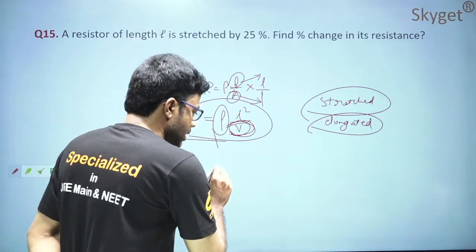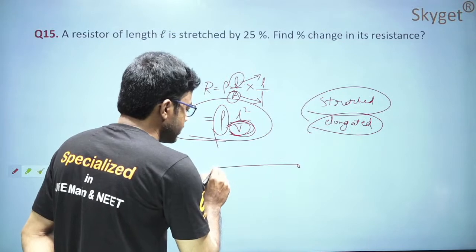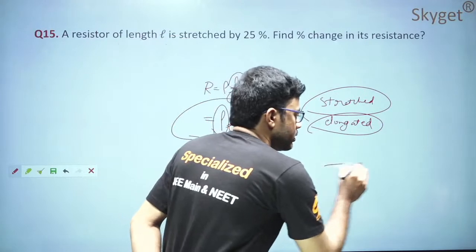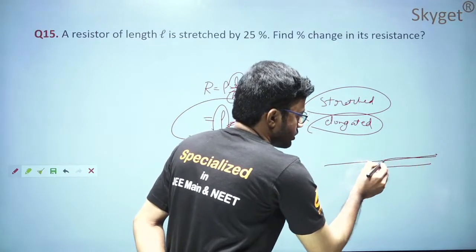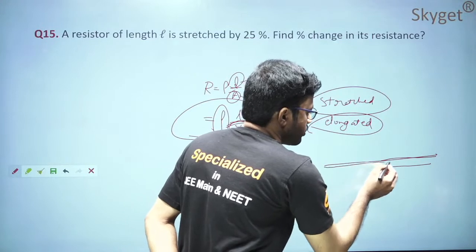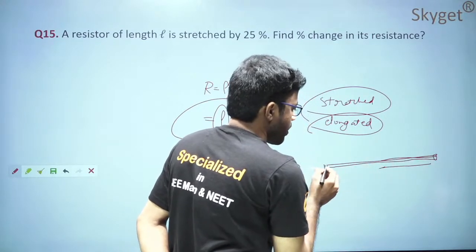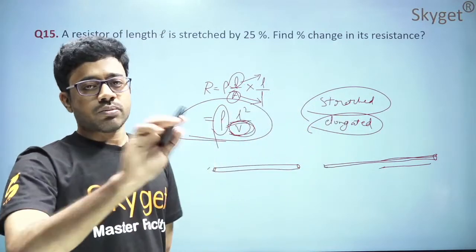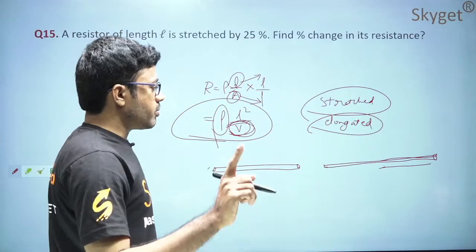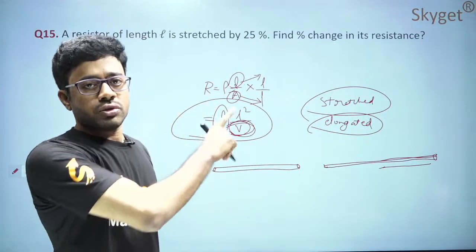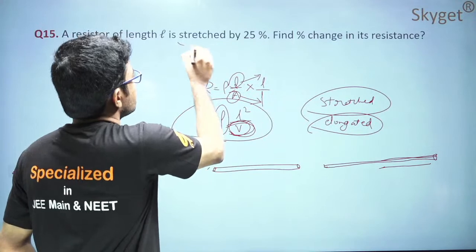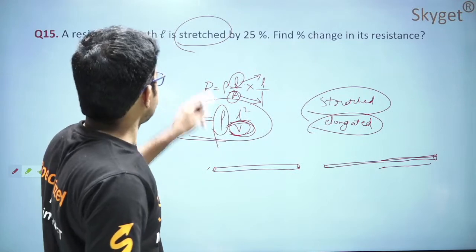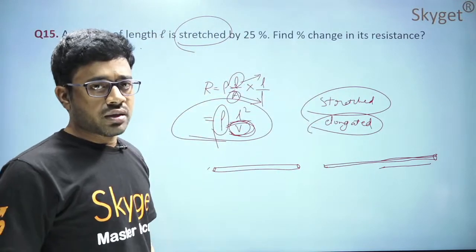For example, if you take a wire like this and stretch it, the length will obviously increase, but the area of cross section will decrease, becoming very, very small. But if you observe clearly, the total volume will remain the same in both cases. That is the property you have to use in this sort of problems. Here the keyword is stretched. Here the length increases by 25%.